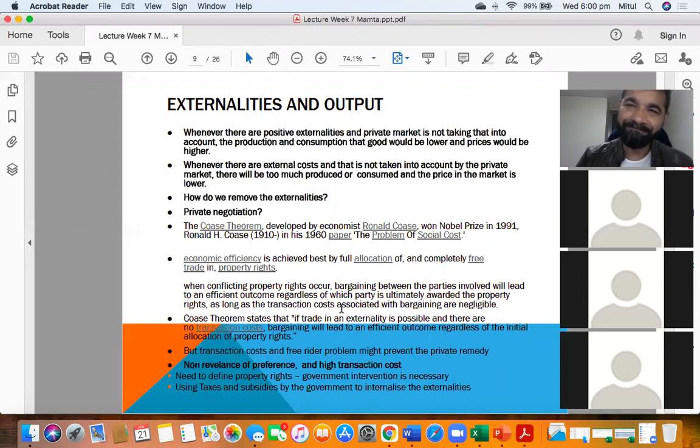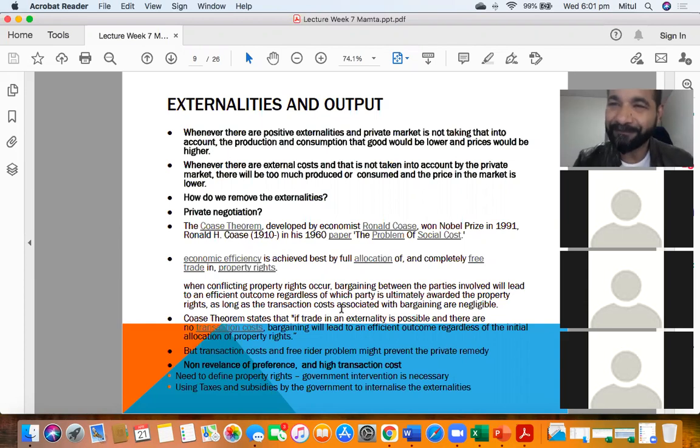So then we're going to start with private negotiation first. This is called the Coase theorem. It was suggested by Ronald Coase, who won a Nobel Prize in 1991 for it. His paper was called The Problem of Social Cost. They'll go for negotiation.